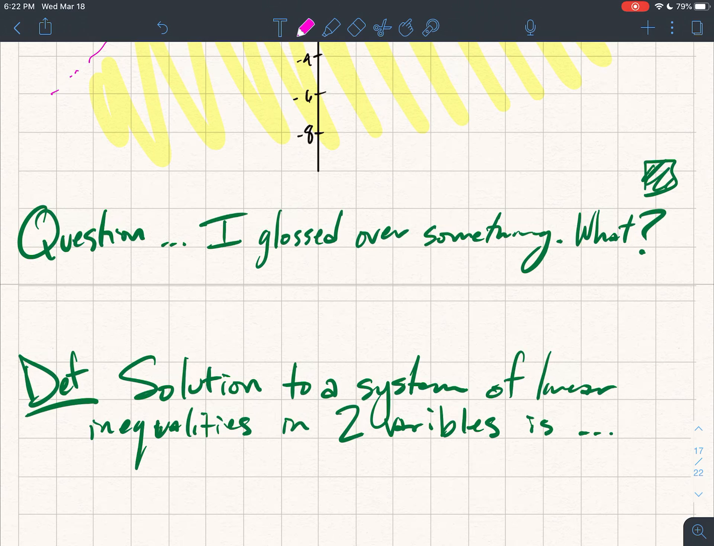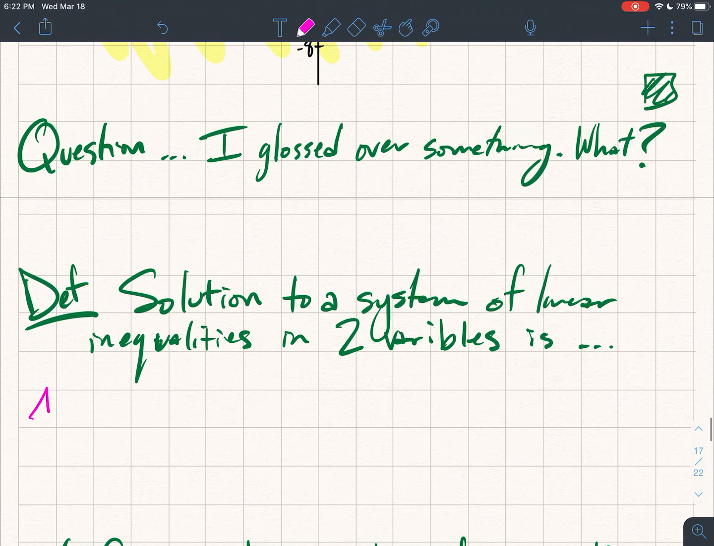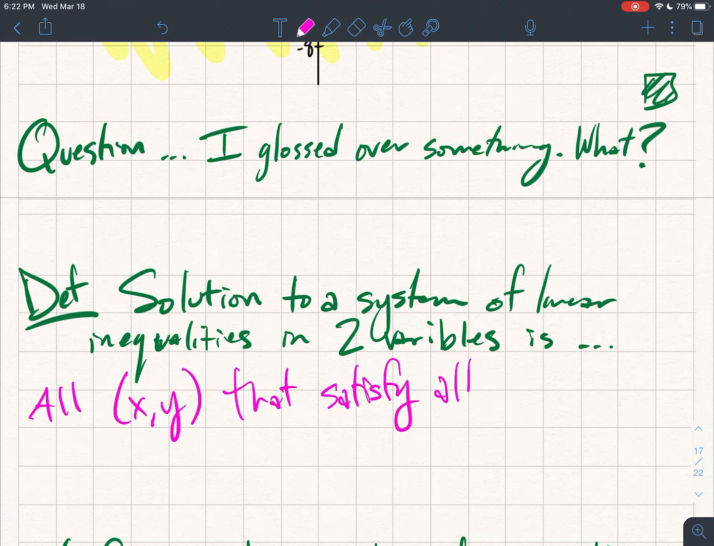So a solution to a system of linear inequalities in two variables is all x, y that satisfy all the equations. Not equations, they're inequalities. What are you talking about, equations? Inequalities.